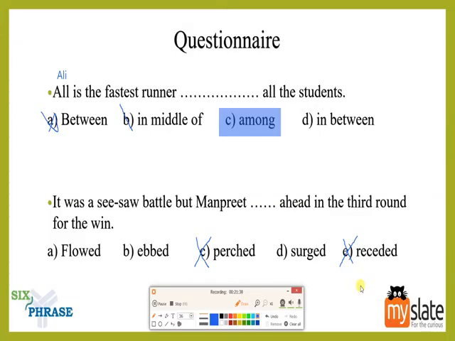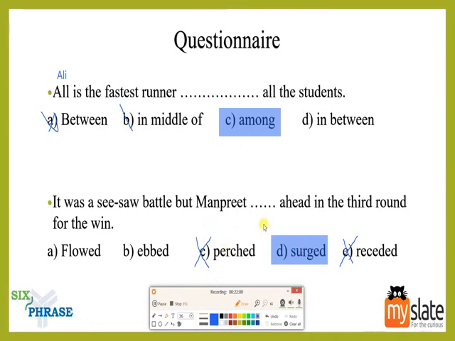Okay, ebbed is possible. Flowed and surged are possible. Here ebbed means going ahead. Surged means going ahead in a very fast way, in a very high amount, right? So that fits better than ebbed or flowed. Since it is a fight, like a race, surged fits, right? Therefore I'm going with surged here. Okay, so now let's look at some other questions.